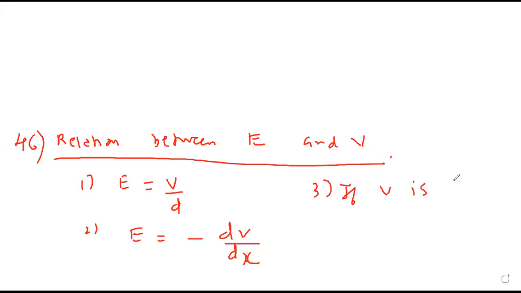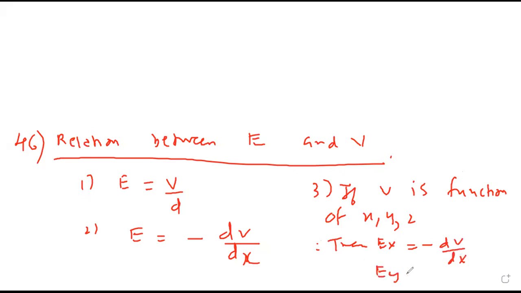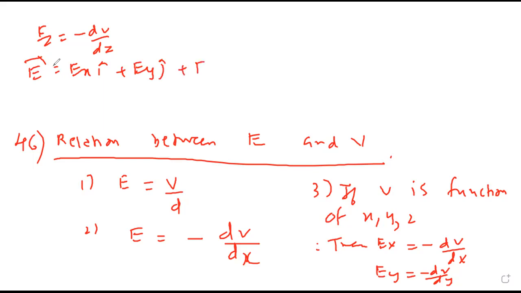If V is function of x, y, z, then Ex is minus partial derivative of V with respect to x. Partial means only x is variable, rest constant. Then for Ey, only y is variable, rest constant. Ez will be minus dV upon dz. E bar will become Ex i cap plus Ey j cap plus Ez k cap.